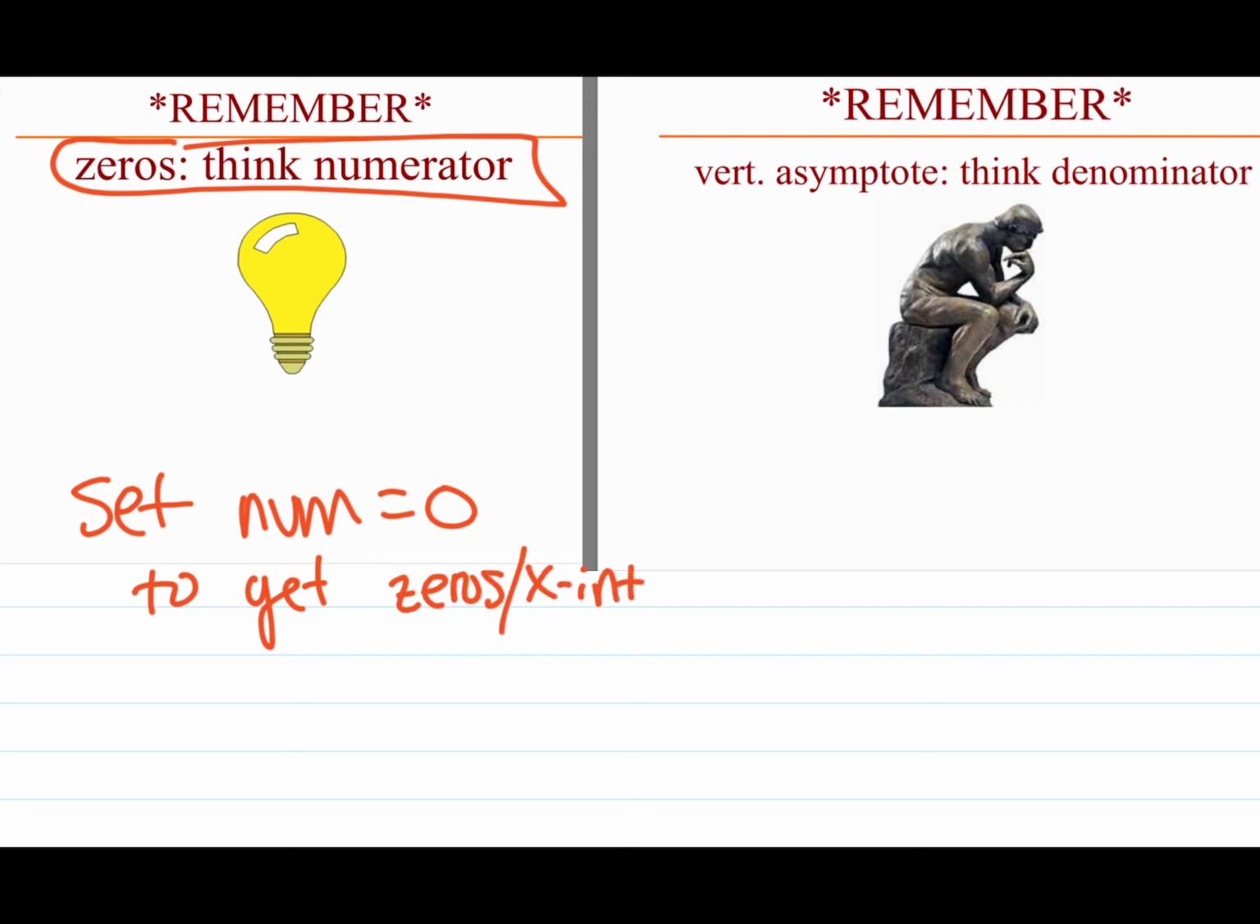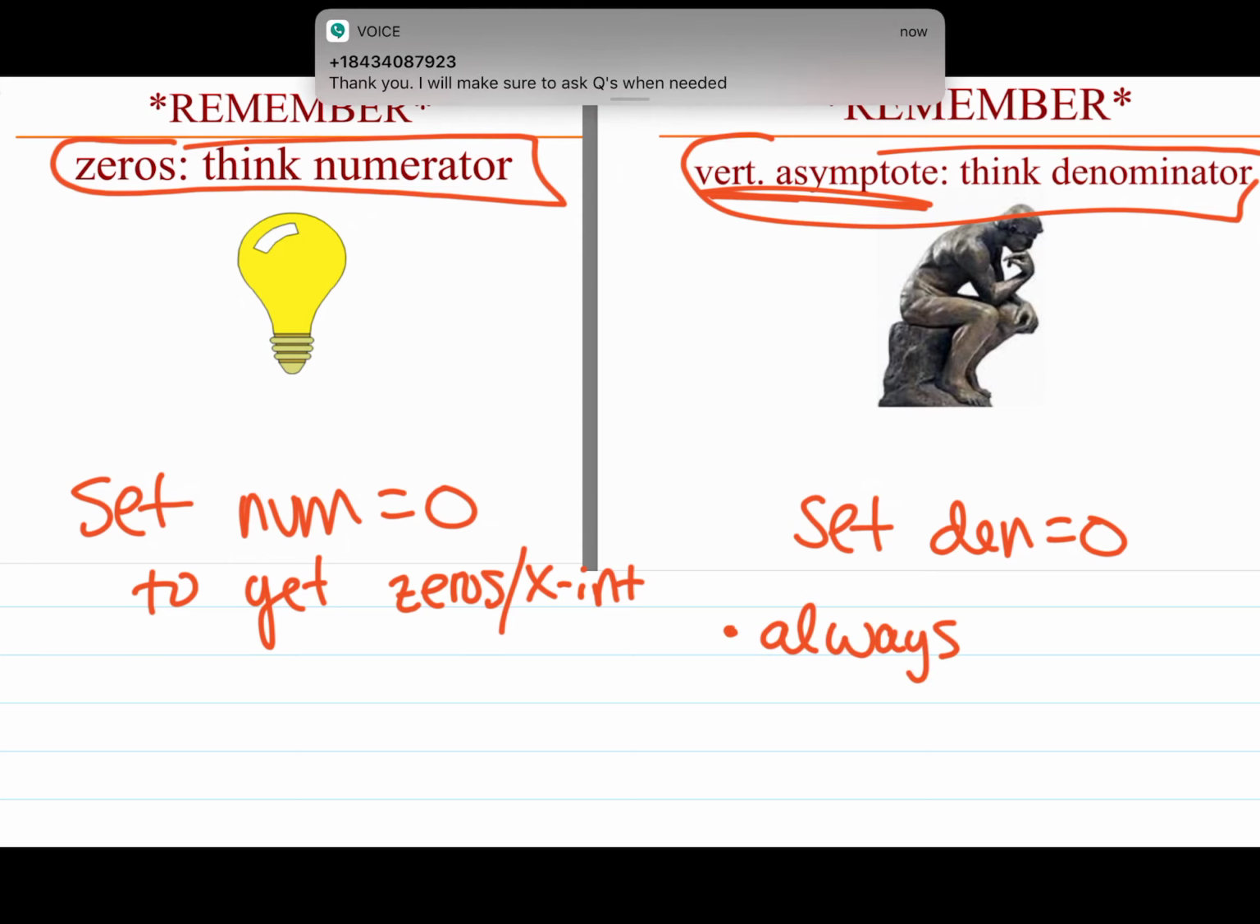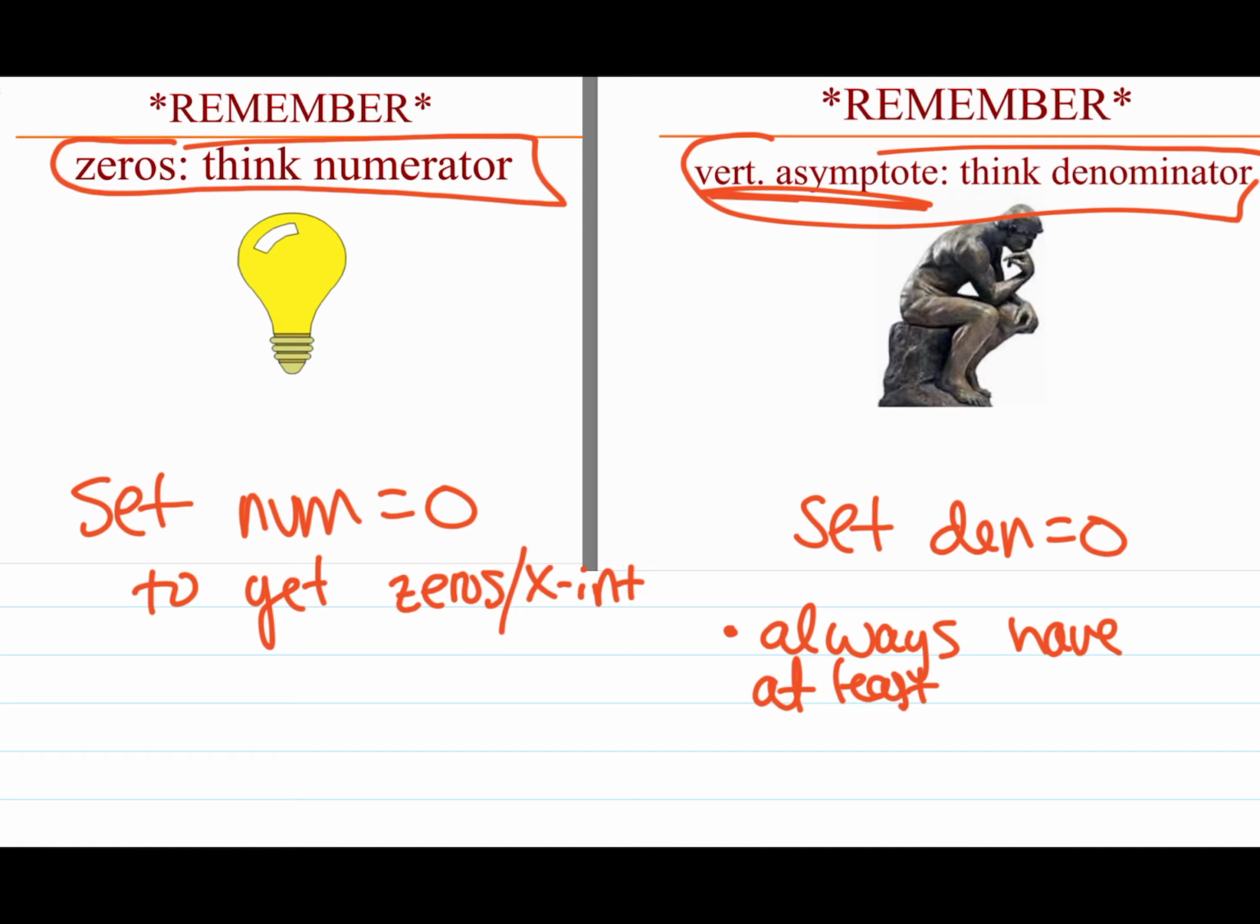Vertical asymptote, real simple, always comes from setting the denominator equal to 0. And that's going to give you those vertical asymptotes. I will say, you're always going to have at least one vertical asymptote. You could have more than one. But for rational functions, you'll always have, let's maybe go ahead and write that, at least one vertical asymptote. You could have more.